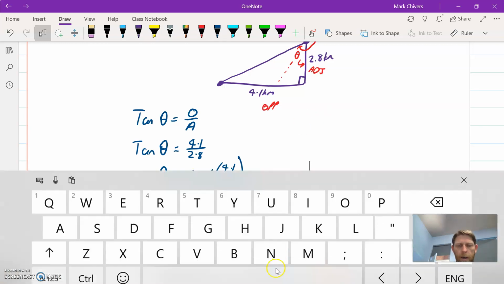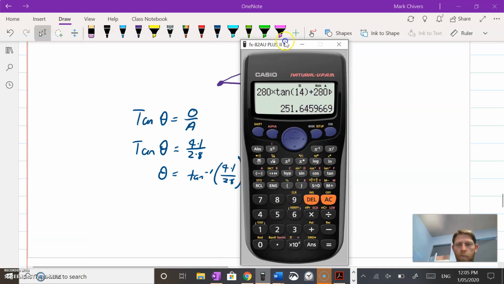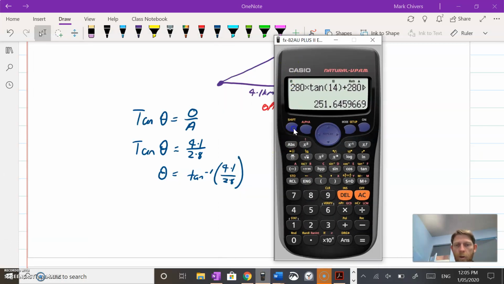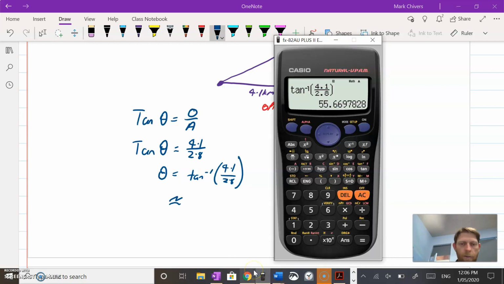So let's pull up our calculator here and work that out. I'll just move that over here a little bit. So shift tan 4.1 over 2.8. All right, press equals. And we've got 55.66 degrees. In this particular case, I'm just going to go to the nearest degree. So I'm going to say that's roughly approximate to 56 degrees.